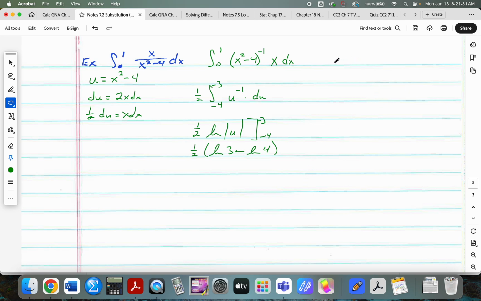Maybe we should quickly review rules of logarithms. The log of a times b is equal to the log of a plus the log of b. The log of a over b is log a minus log b. And b log a is log of a to the b power.